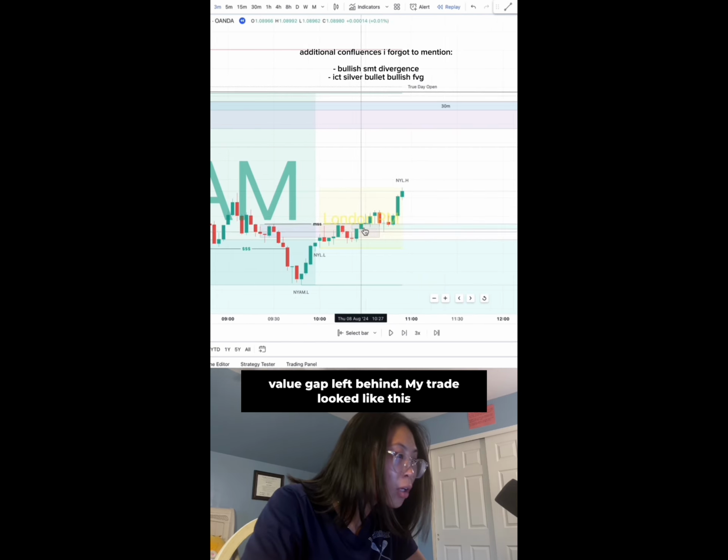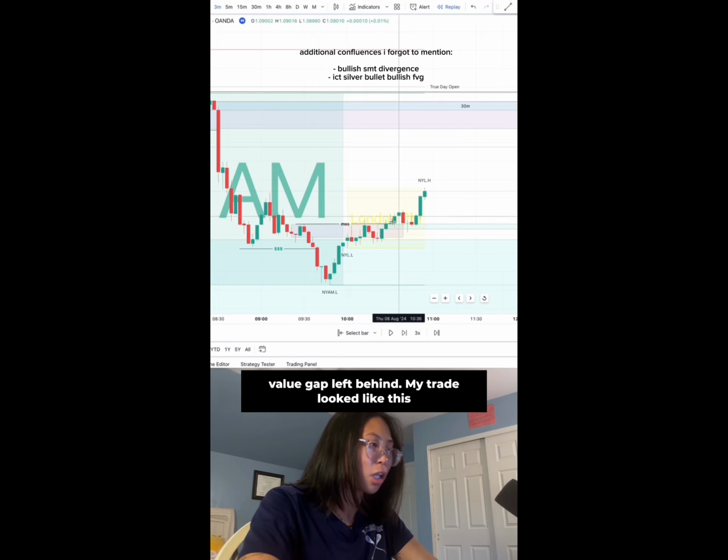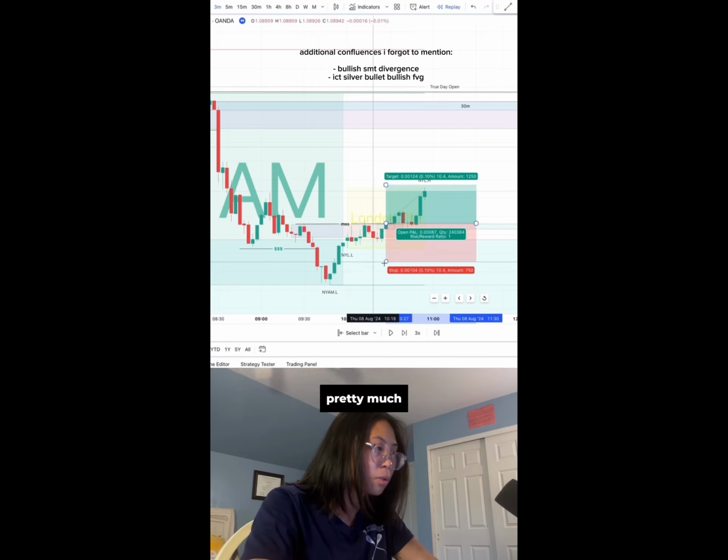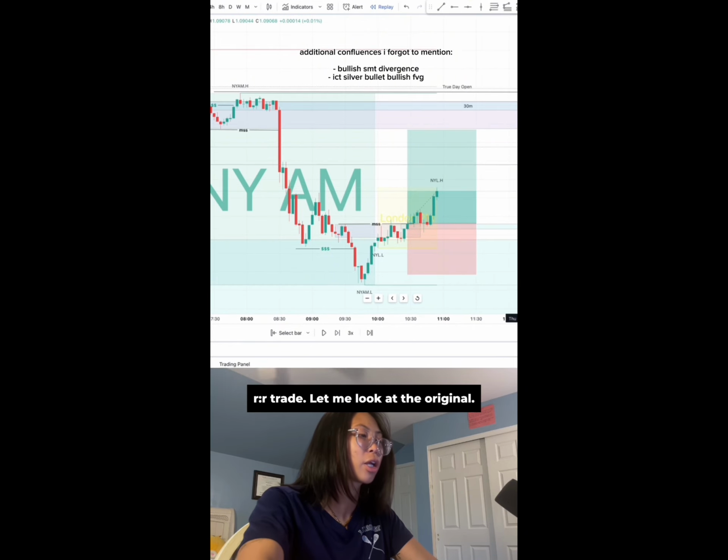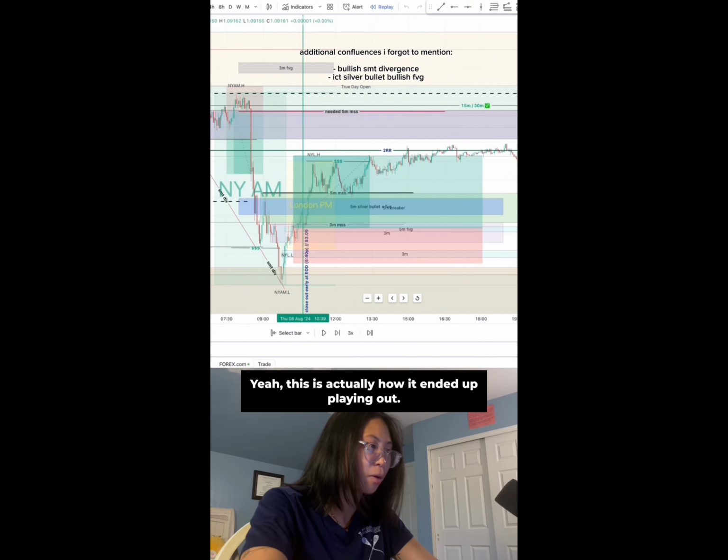The 3-minute fair value gap left behind. The trade looks like this, pretty much. Yeah, because I believe it was a 1 to 8.2 reward trade. Look at the original. Yeah, this is actually how it ended up playing out.